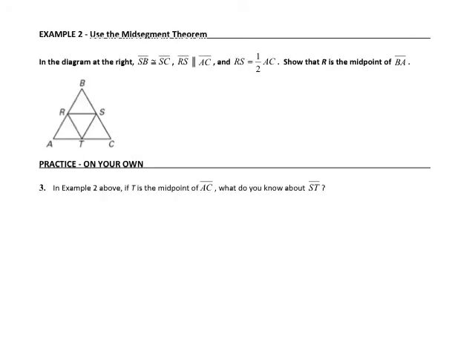And on the back we have example 2. It's asking us to use the mid-segment theorem again. So in the diagram, SB is congruent to SC. So this side is congruent to this side, which makes S a midpoint, right? S is a midpoint here. And then we have RS is parallel to AC. This is a mid-segment that's parallel to AC, this side over here. And we know that RS is 1/2 of AC. And we need to show that R is the midpoint of BA.